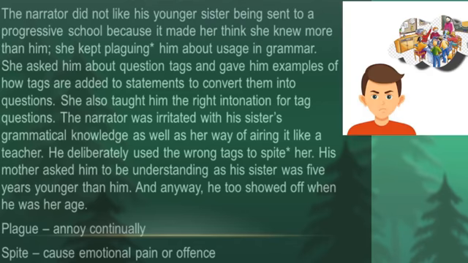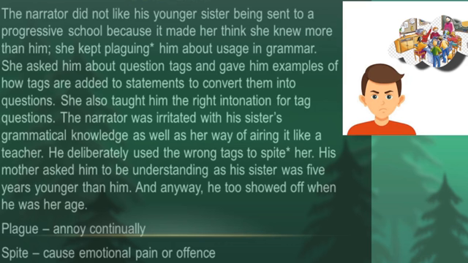The story begins saying that the narrator didn't like his younger sister being sent to a progressive school because it made her think she knew more than him. She kept quizzing him about usage and grammar. She asked him about question tags and gave him examples of how tags are added to statements to convert them into questions. She also taught him the right intonation for tag questions.